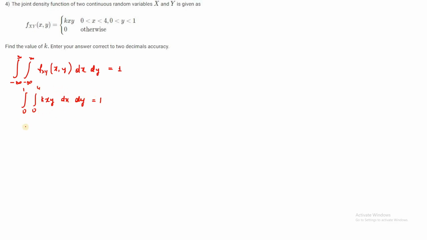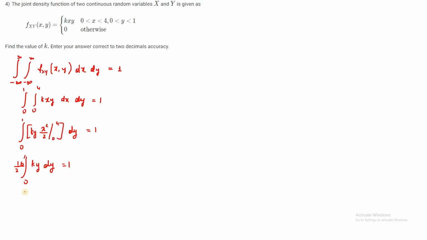So what is remaining, integral 0 to 1 is as it is. So ky is constant. So what is the integration of x, that is x square by 2, what are the limits, 0 to 4, dy. Okay, now this is nothing but 0 to 1 integral ky into, I'll take 1 by 2 outside, x square, 4 square is 16, 0 is 0, so that is 16 by 2, I'll take it as outside, that is ky dy. Right, so this should be equal to 1.